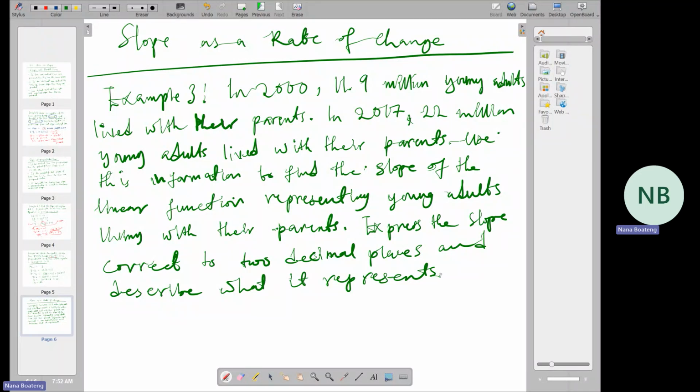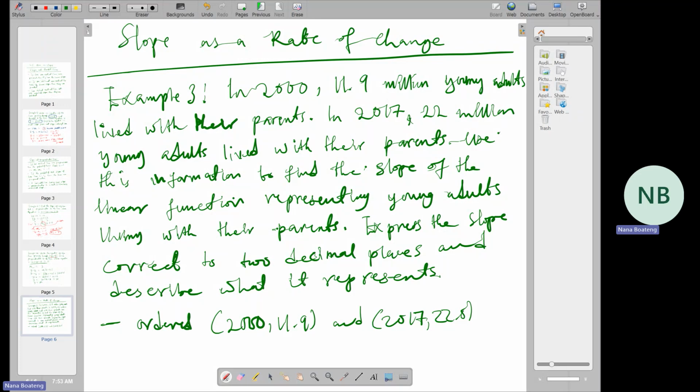So we have a pair of ordered points. Our pair of ordered points are in the year 2000, where we had 11.9 million young adults that lived with their parents, and the second point is in the year 2017, where we have 22 million young adults living with their family.